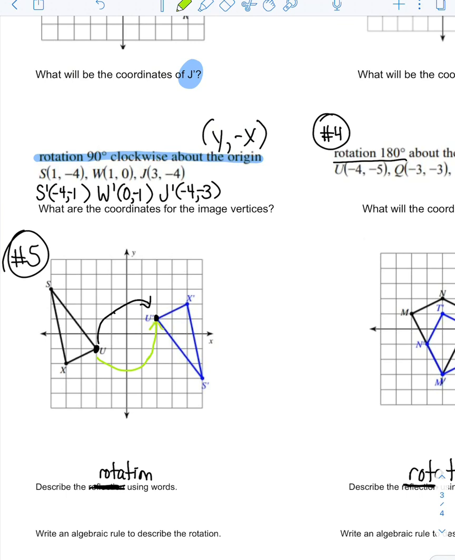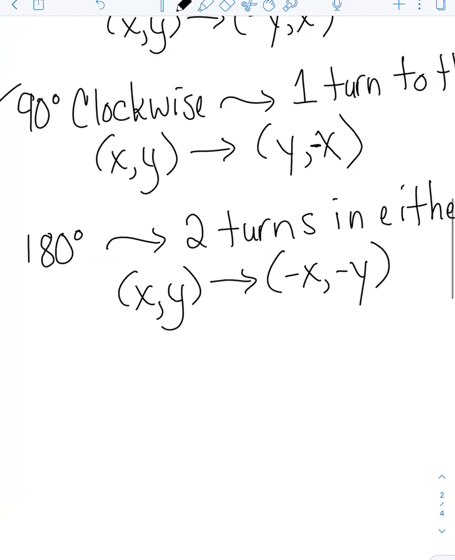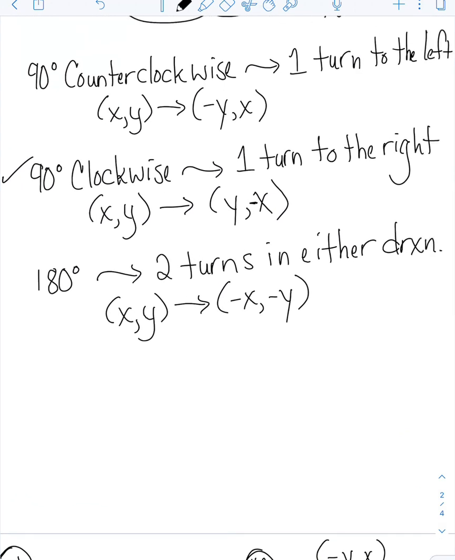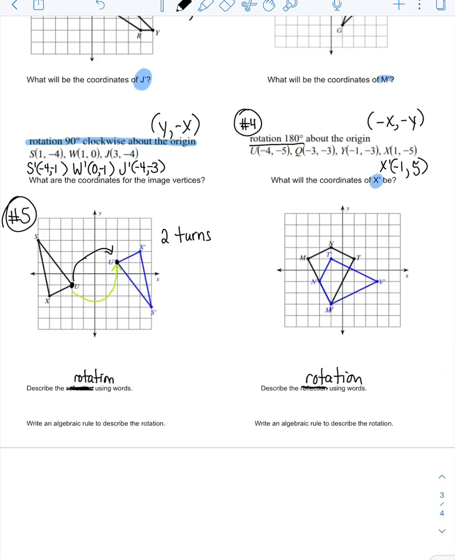2 turns. So which one of my rules talks about 2 turns? And it doesn't matter the direction. Well, let's go back. So 90 degrees clockwise is 1 turn. 90 degrees counterclockwise is 1 turn. 180 degrees is 2 turns. And so I'm going to write the rule. So, writing it using words, I have 2 turns. And my rule is negative x, negative y. You don't have to worry about putting numbers in there. You just use the same rules that we talked about in the beginning of the lesson.